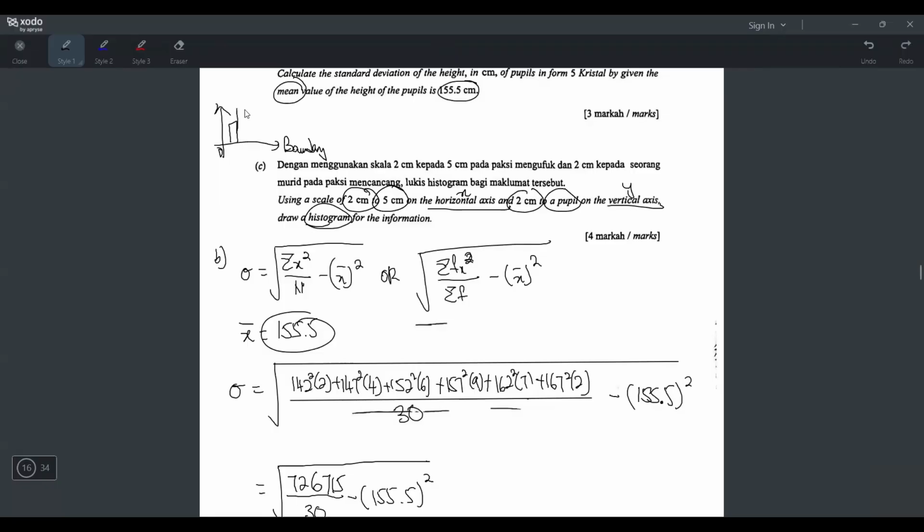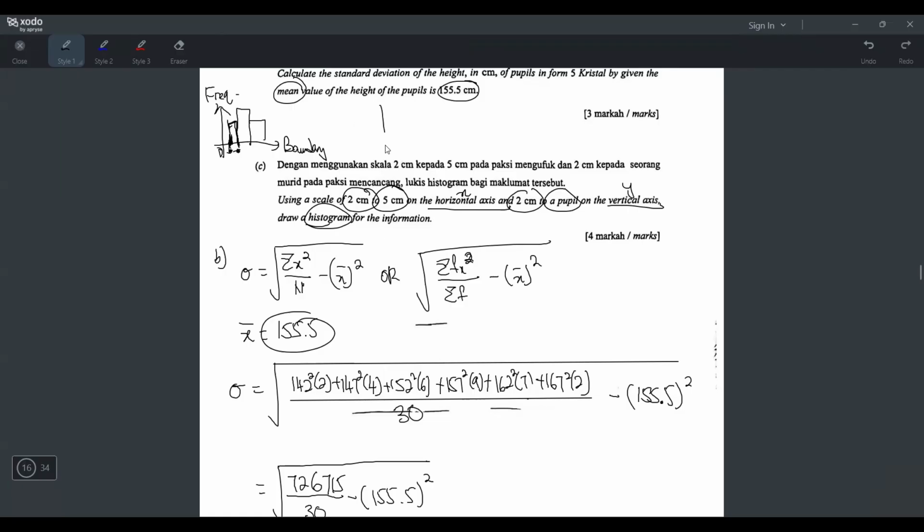Because later when you draw your histogram, can you see the foot here? This foot and this foot, you have to write the lower boundary and the upper boundary, and then the height will be the frequency, because the y-axis is frequency, right? But at the foot here, you write the lower boundary and the upper boundary of that class. Actually you can also use midpoint to draw the histogram.